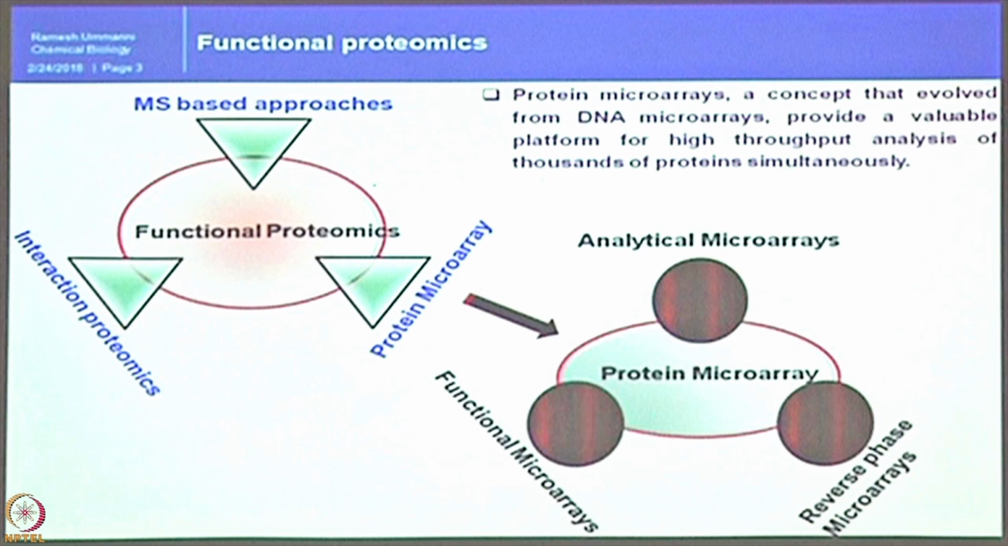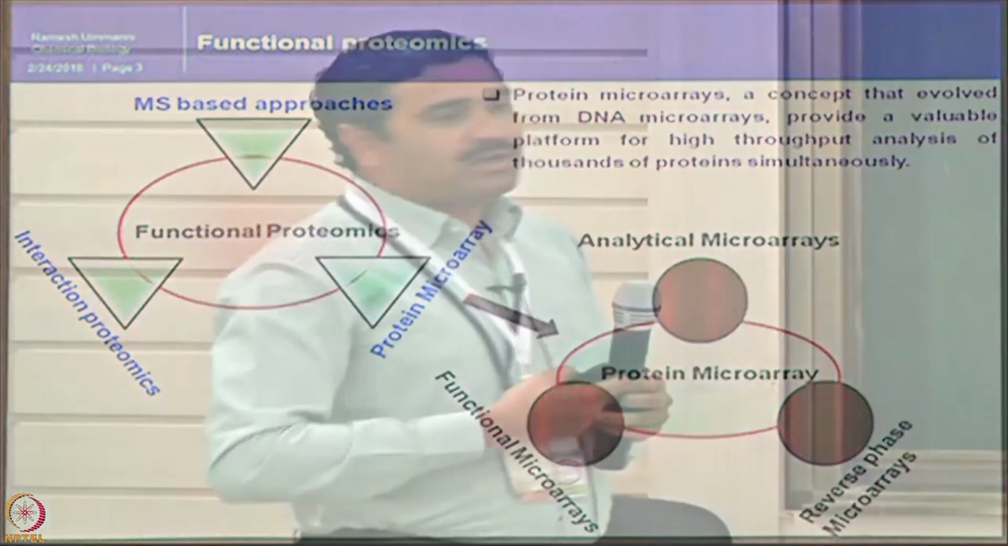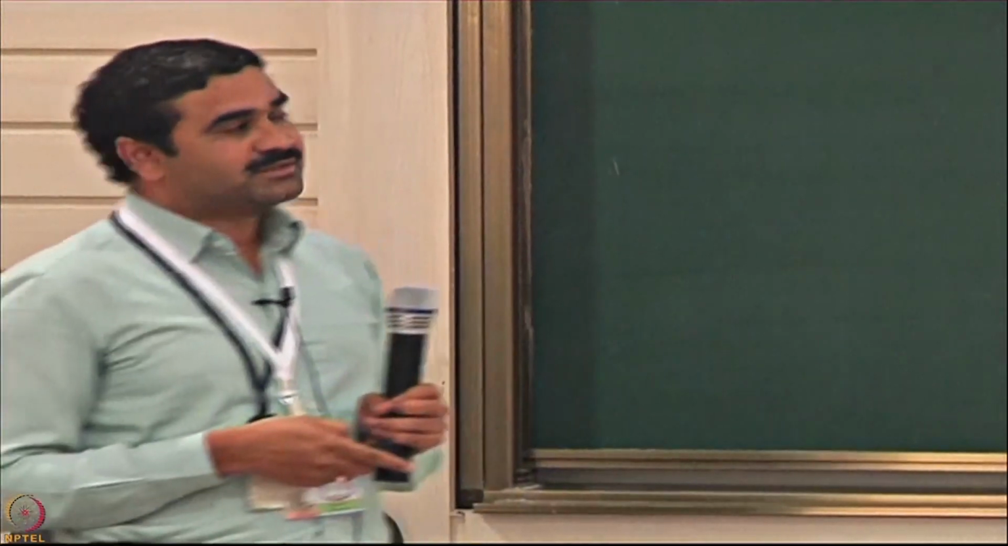The concept has evolved from DNA microarrays, which provide a valuable platform for high throughput analysis of thousands of proteins simultaneously. We all know the traditional biochemistry labs. Every time people used to clone one gene, make a vector, express it, and wait to see what it does to the cell. That way they analyzed one protein at a time. Now that omics has evolved, the functions of thousands of proteins can be analyzed simultaneously, and that can certainly be done using array platforms.